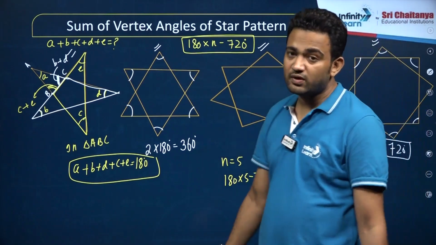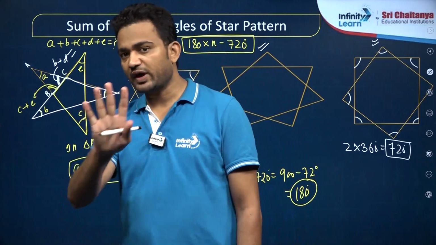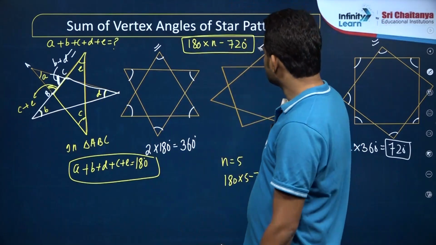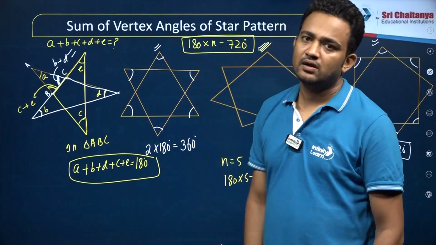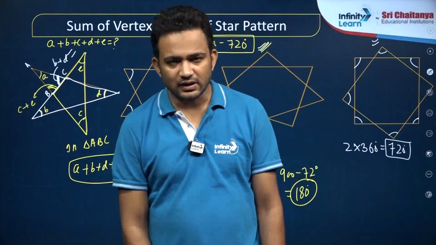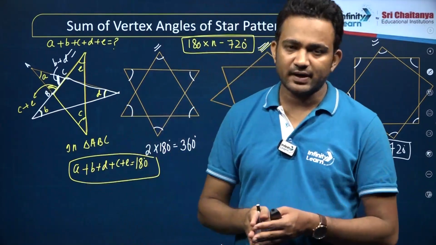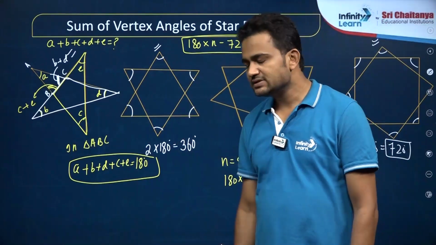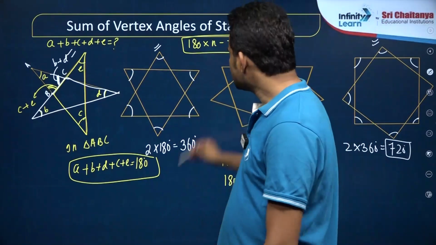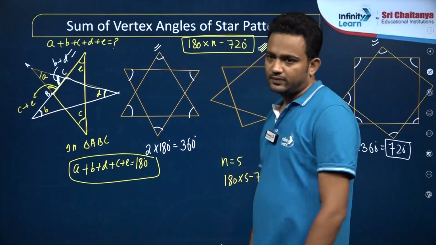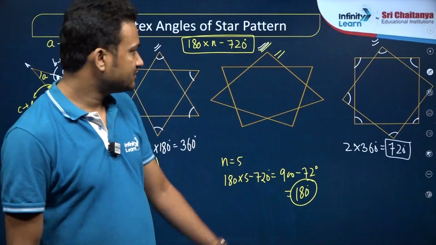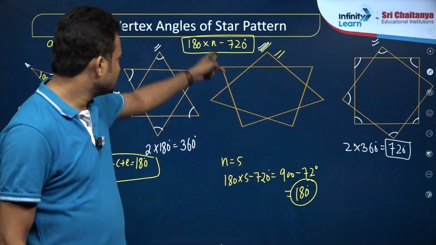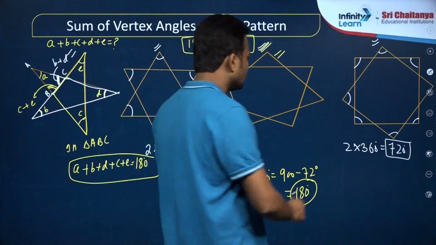So you can use this formula to solve this type of question within 5 seconds, right? So please learn this formula. Sum of vertex angle of any star pattern is 180n minus 720, and what is n? n is the number of vertices, right? Use the same formula and tell me the sum of vertex angle of a 7 vertex star. So put n equal to 7 here and tell the right answer in the comment section, guys.